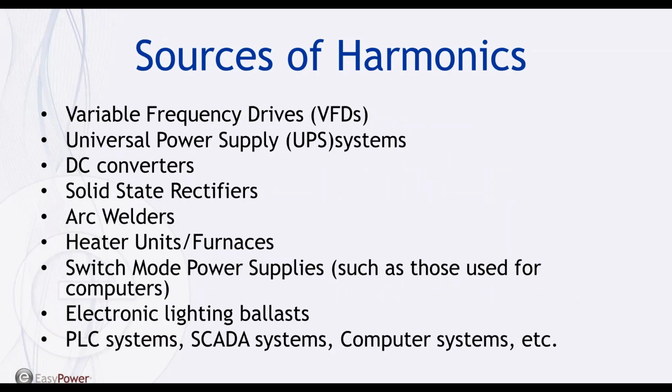So here we have a list of devices or components that can cause issues with harmonics. As I mentioned, variable frequency drives or VFDs, uninterruptible power supply systems, commonly referred to as UPS systems, DC converters, solid state rectifiers, arc welders, heater units or furnaces, switch mode power supplies such as those used on computers, electronic lighting ballasts, PLC systems, SCADA systems, computer systems. All of these are sources of harmonics.